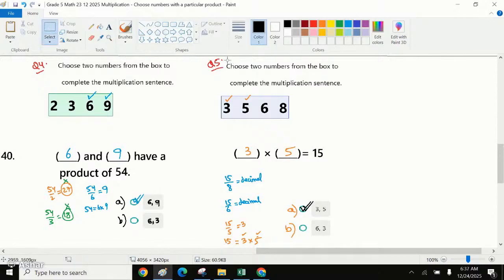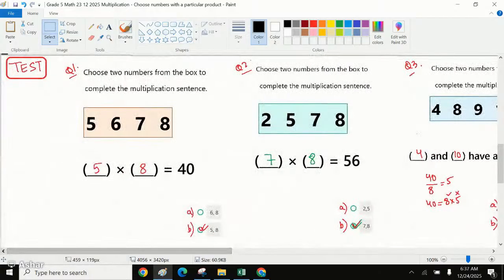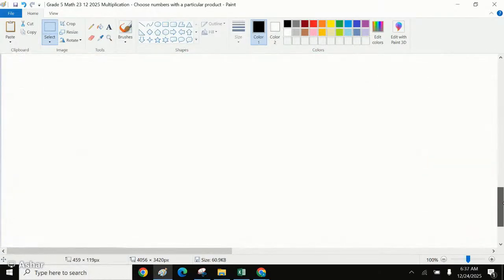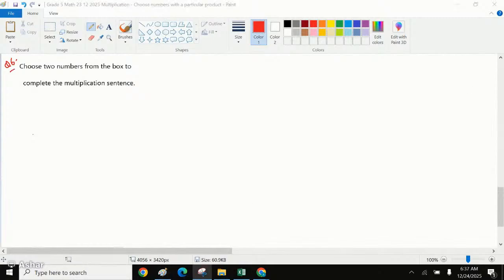I'll just copy the next question. Just a minute, please. Let's do question number 6. And I most probably will be done with this entire set of questions today. So we have question number 6. Only 4 options are left. Let's try to complete those 4 questions.